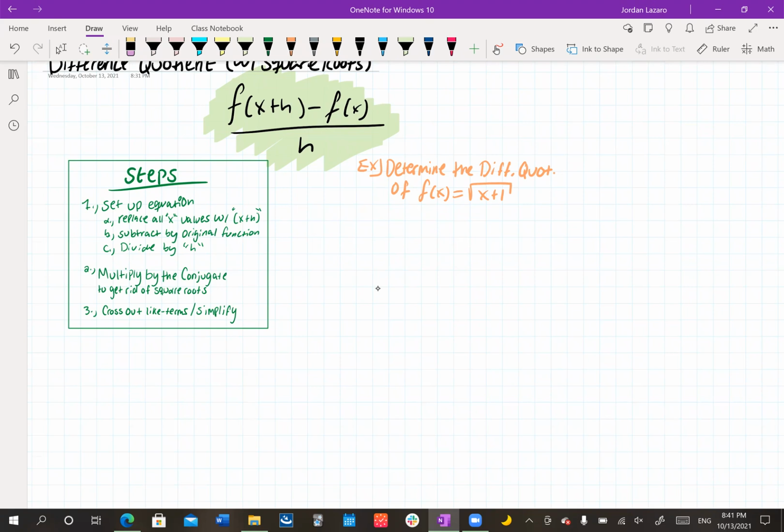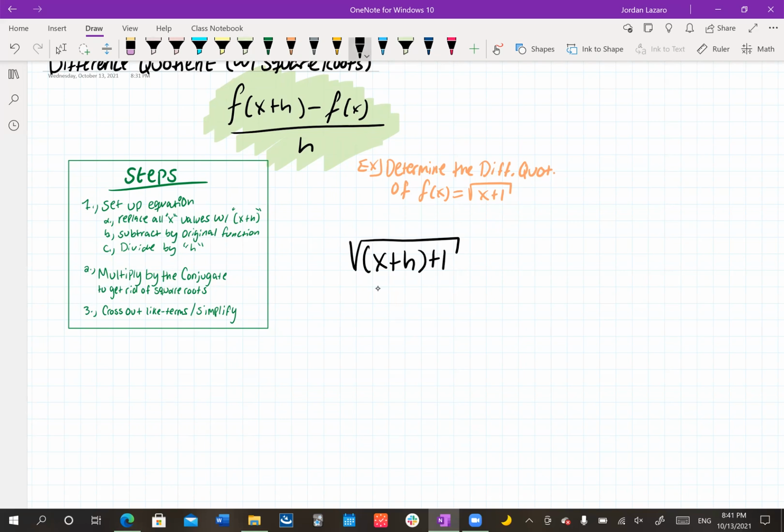All right, so the first step is to set up the equation. So the first part, A, is to replace all x values with x plus h. So fair enough. You're following me along well? Because look, all we did was just replace this x value with x plus h. All right, now let's go to the next portion.